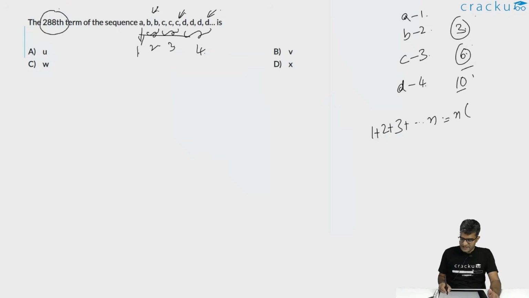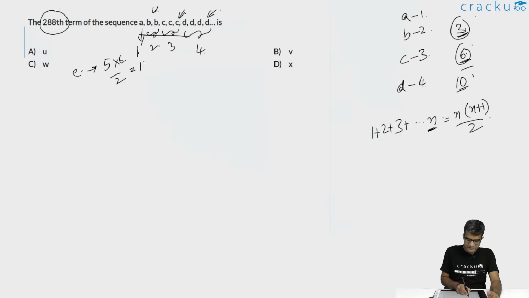We know this formula. This is equal to n into n plus 1 divided by 2. So when n is equal to 2, this is equal to 3. When n is equal to 3, this is equal to 6. When n is equal to 4, this is equal to 10 and so on. So the fifth one, that is E, the last time it will be repeated will be 5 into 6 divided by 2, which is equal to 15 and so on.